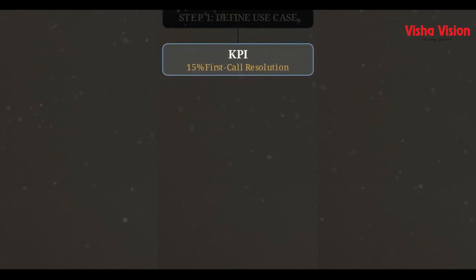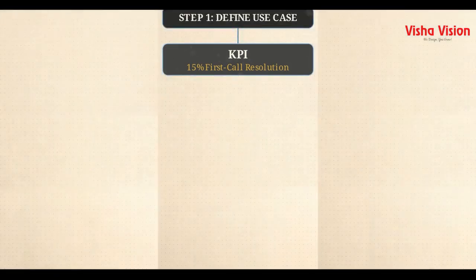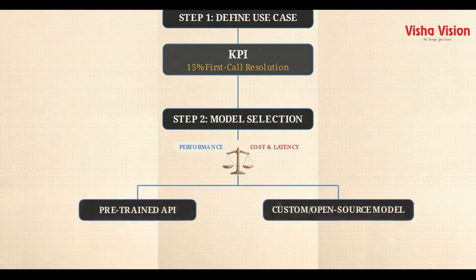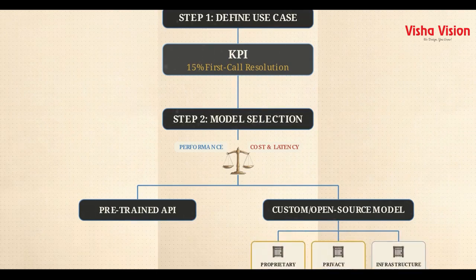Once the objective is clear, step 2 is model selection. This is where you face the central trade-off of AI development, balancing raw performance capabilities against the cost and latency of running the model. Your first major decision branch is choosing between a pre-trained API or a custom model. You navigate this by checking 3 specific requirements: your proprietary data, your privacy boundaries, and your need for infrastructure control.